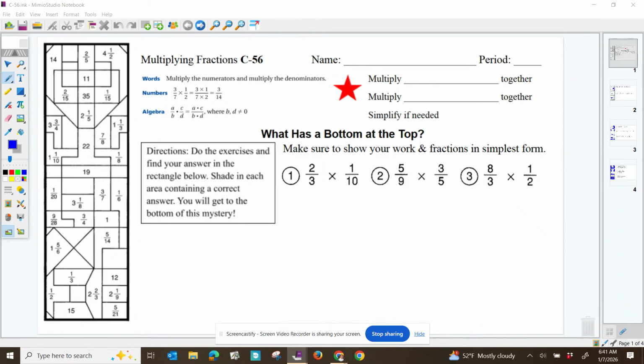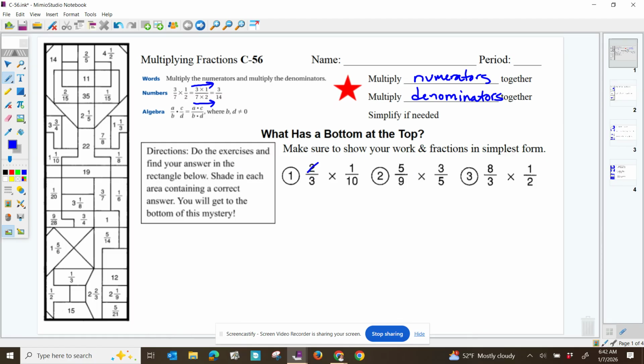Normally, when you're multiplying, you can multiply straight across, numerators with numerators, denominators with denominators. Multiply the numerators together, multiply the denominators together, and then simplify. But I like to simplify first. It makes the problem so much easier for me. And so I come in here, anything that's on the top will simplify with anything that's on the bottom.